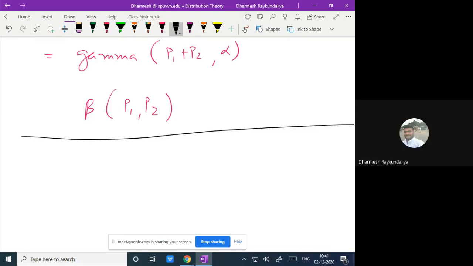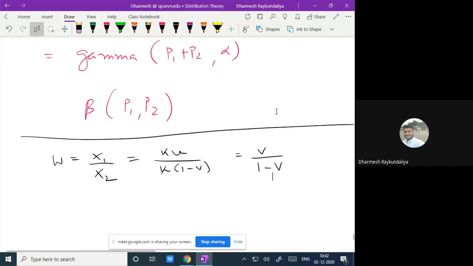So now what is our aim? Our aim is that we wish to find out the distribution of W equal to x1 upon x2. Okay, so what is x1? We know that x1 is nothing but uv, and what is x2? It is nothing but u into 1 minus v. So this u will be cancelled out. So that means we are interested to find out the distribution of w equal to v upon 1 minus v.